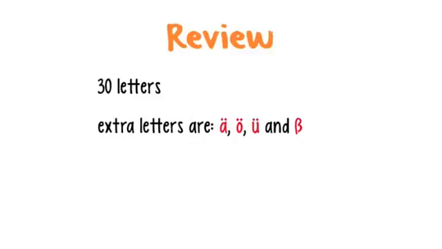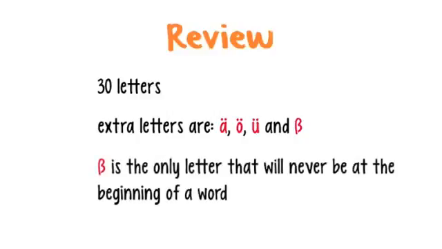Now let's review what you just learned. You learned that altogether there are 30 letters in the German alphabet and that the extra letters are Ä, Ö, Ü, and Eszett. And you also learned that Eszett is the only letter that will never be at the beginning of a word. This was our first lesson.